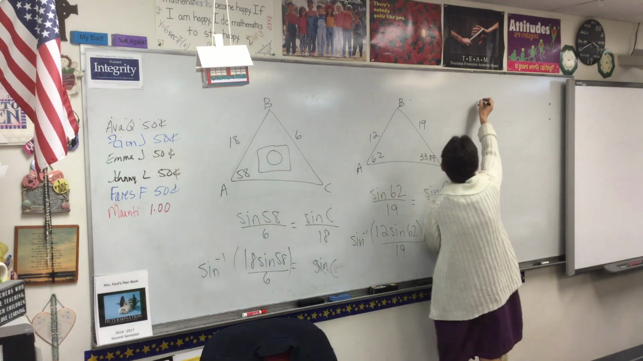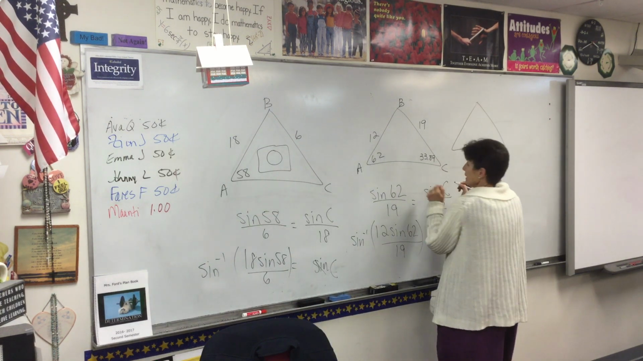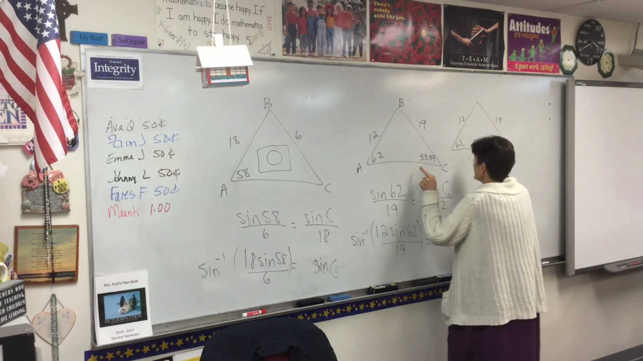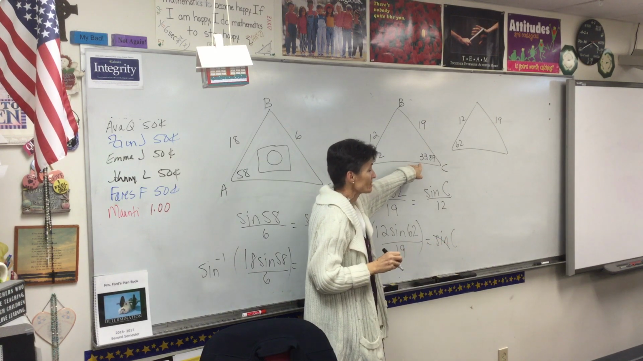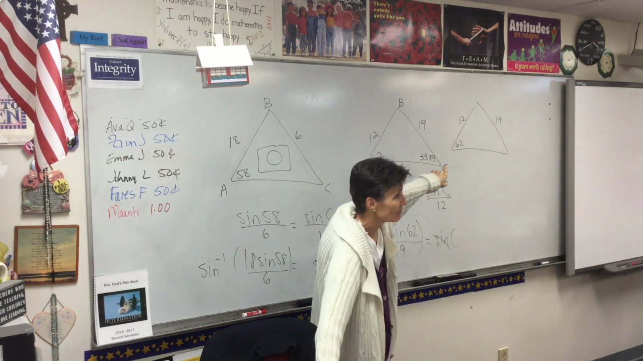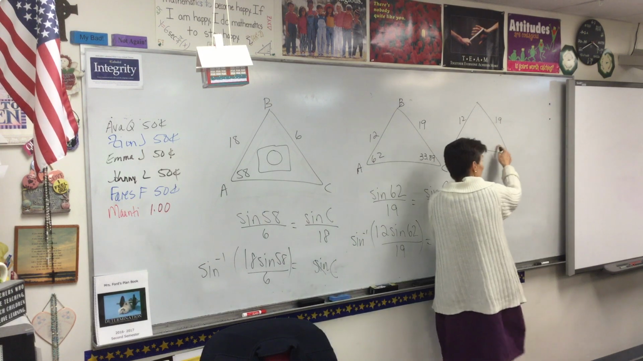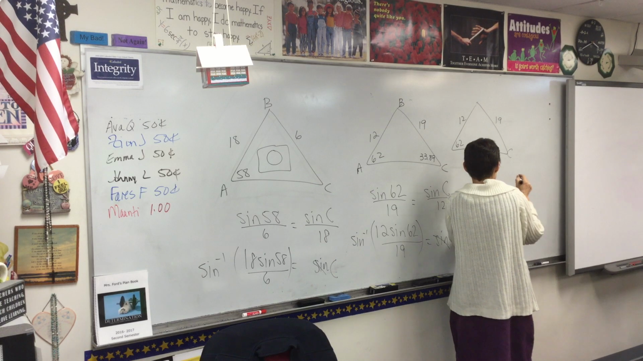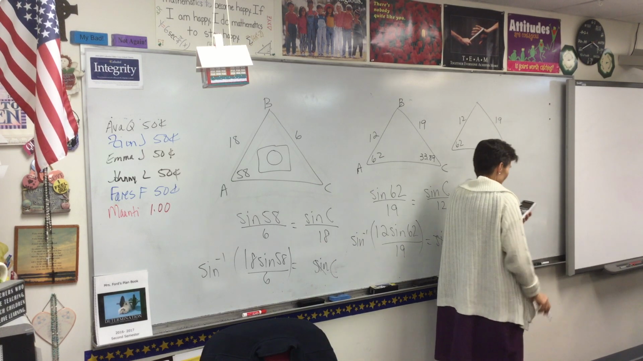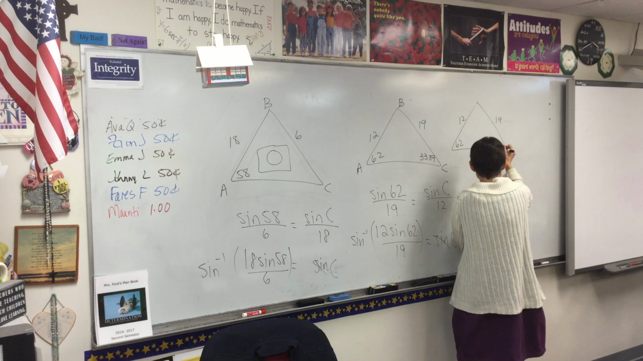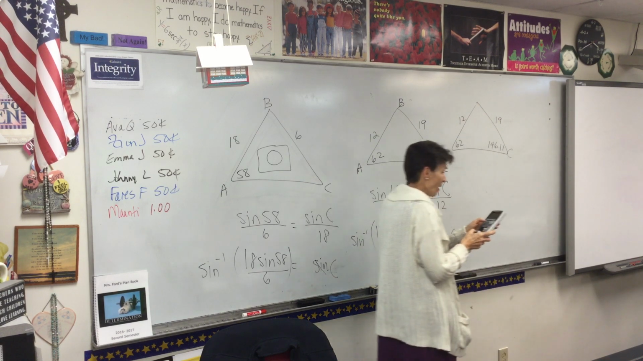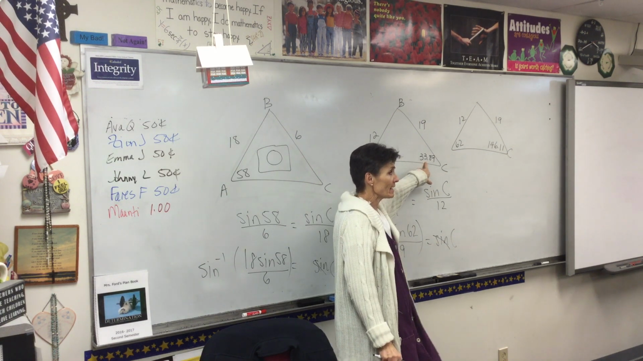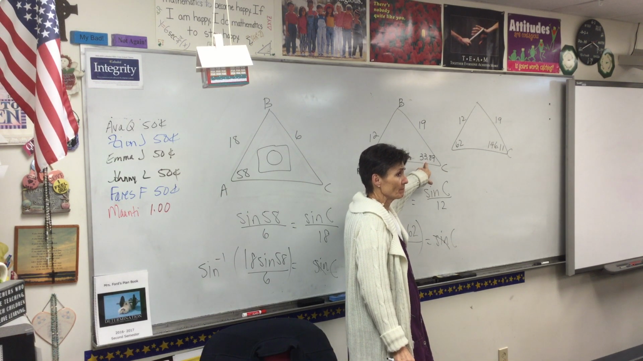Immediately, I step over here and I say, okay, I started with a 62 and a 12 and a 19. One possible answer is 33.89. What would another possible answer be? 84.11? 146.11. How do I get that second possible answer? 180 minus the first one.